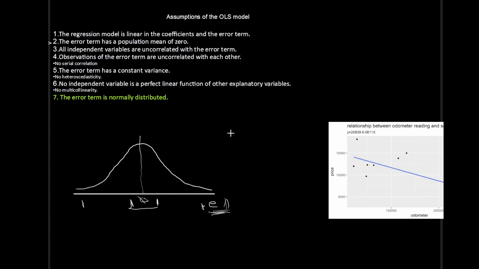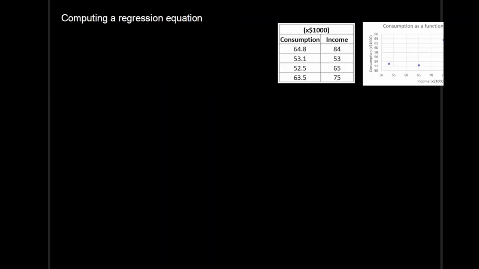Not having normally distributed errors doesn't change our ability to estimate our coefficients, B0 or B1, but what it does impact is our ability to perform hypothesis tests around B0, B1. That is, if our errors are not normally distributed, we can't lean on this normal distribution in order to test whether or not B1 is evidence that beta 1 is, say, different than 0. Same could be said for B0. So we need to have this assumption that our error term is normally distributed in order to perform our hypothesis tests later on.